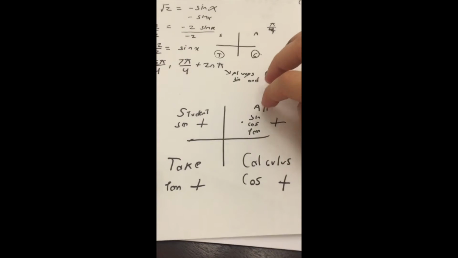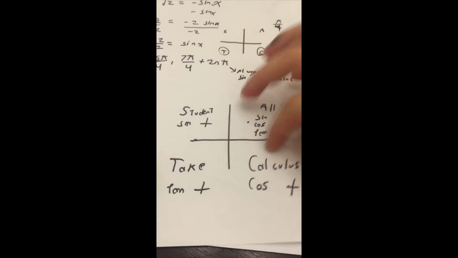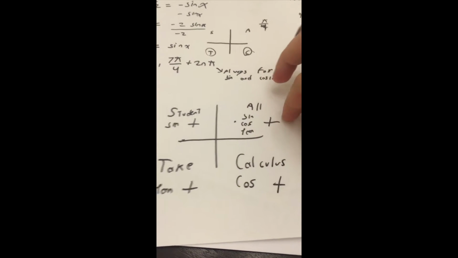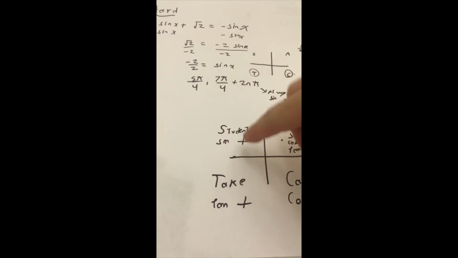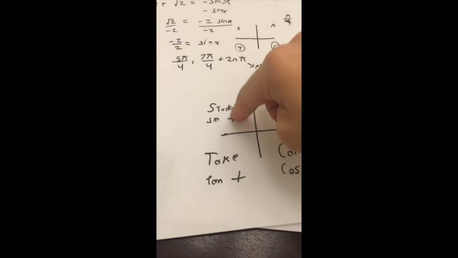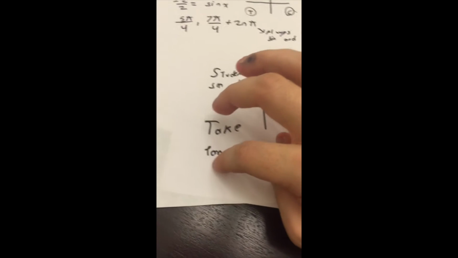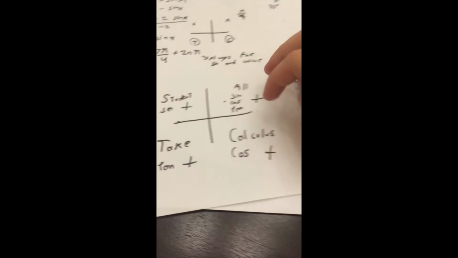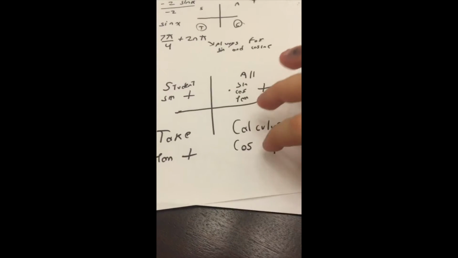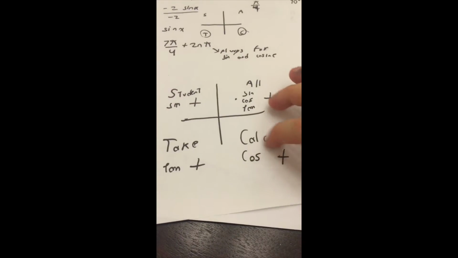All stands for all of them. Sin, cos, and tan are positive. They're all positive. Then Students stands for sin, since it starts with S. Sin is positive. And then Take stands for tan, since it starts with T, and tan is positive. And then Calculus stands for cos, and cos is positive in this quadrant.